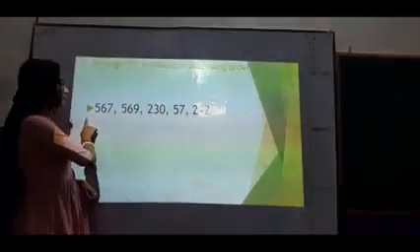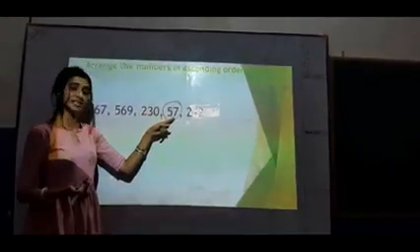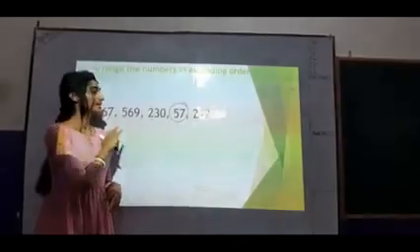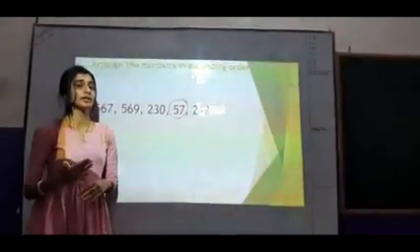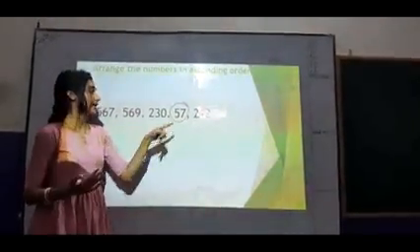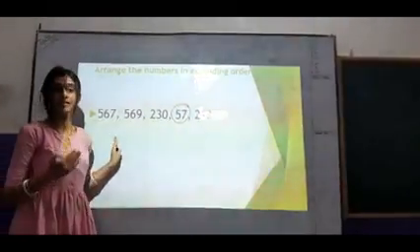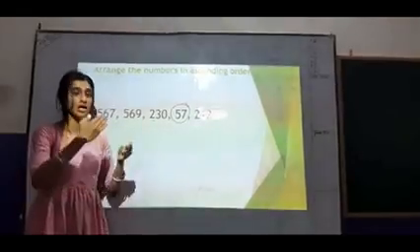You can see all the numbers are 3-digit numbers except this 57. So obviously this is a 2-digit number. Obviously a 2-digit number is smaller than the 3-digit number. So we got our smallest number here. So we write the smallest number first, because in ascending order we have to start from the smallest number.